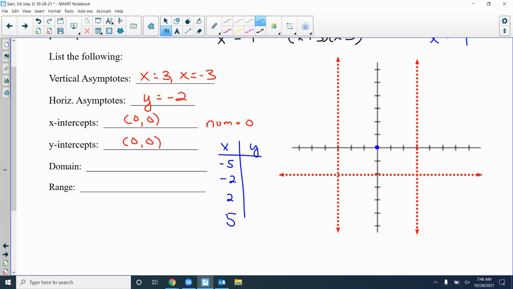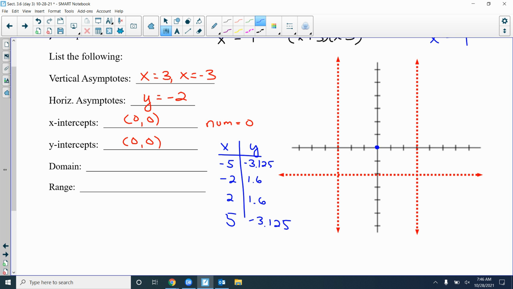All right, did anybody happen to plot those points? Those the same ones? Colt, what do you got for negative 5? For negative 5, I got negative 3.125. Okay, how about negative 2? 1.6. How about 2? 1.6. How about 5? Negative 3.125.